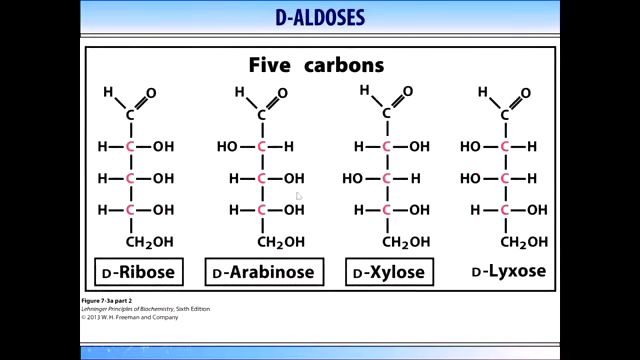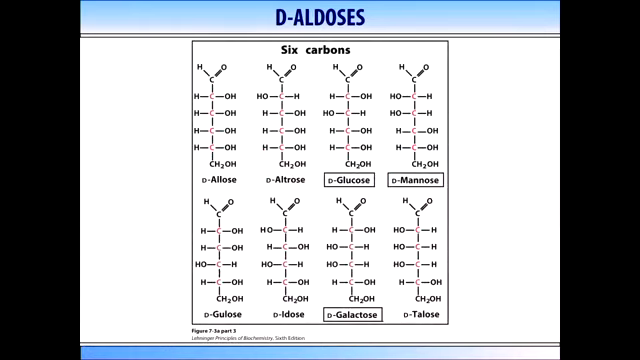Okay, so with five carbons, there is ribose, arabinose, xylose, and lyxose. The one which has lots of importance for our subsequent lecture is ribose, because this is a sugar which is a part of the nucleic acids, such as DNA and RNA, as we will see. Now we get to the six-carbon sugars, and there are eight of them. The most important ones are glucose, mannose, and galactose.